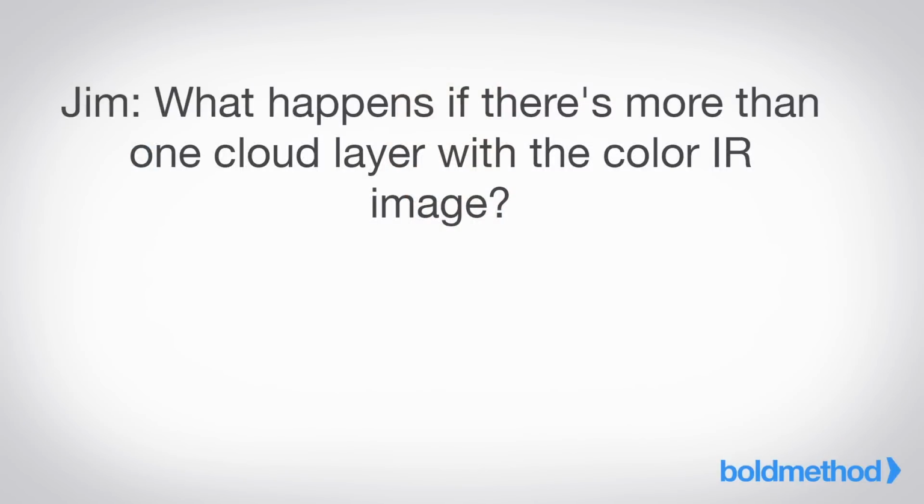Okay, looks like we've got a question. Yeah, so Jim wants to know this with regard to the images we've been looking at: what happens if there's more than one cloud layer with the color IR image? Okay, Jim, that is the big limitation with it. So that's what we're about ready to get to here.